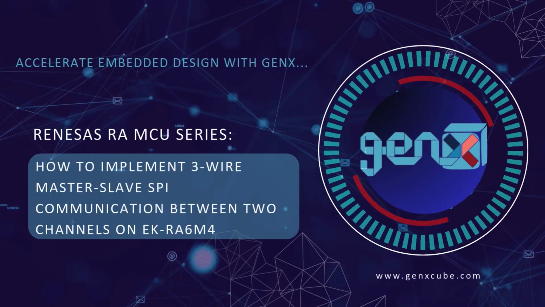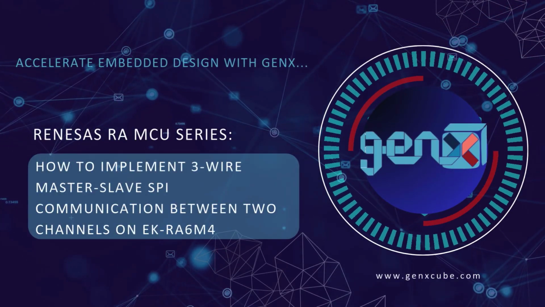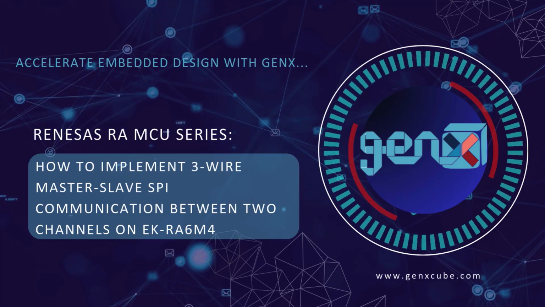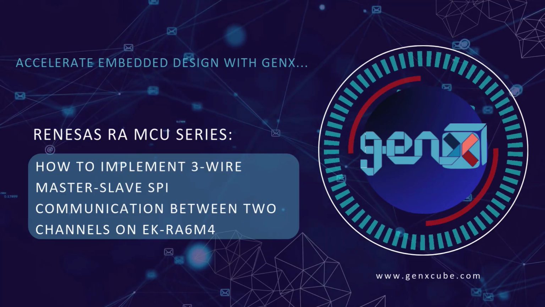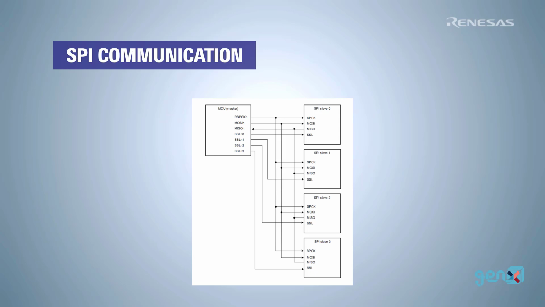In this video, we will be implementing a 3-wire SPI communication between two EK-RA6M4 channels. The Serial Peripheral Interface, or SPI, is a communication protocol where a master MCU will communicate with several peripheral or slave MCUs. The communication may be bidirectional but needs to be initiated by the master.